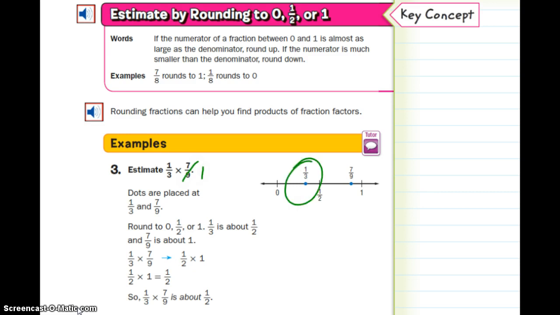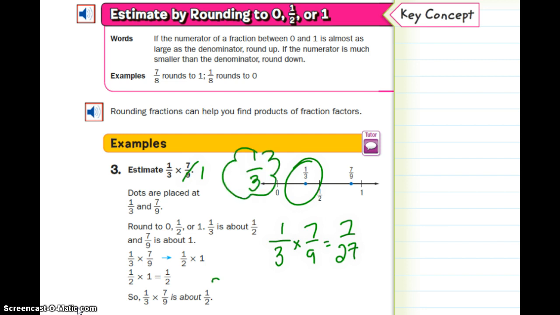So if I do the math again, 1/3 times 7/9 is 7 over 27. And again, 9 over 27 is 1/3. 7 over 27 is close to 1/3. So we're looking for something comparable. Now, I could have changed 1/3 to 1/2, but it's already a third, so I'm going to go ahead and leave it at a third. Does everybody understand? So again, my estimate for this problem would be 1/3.